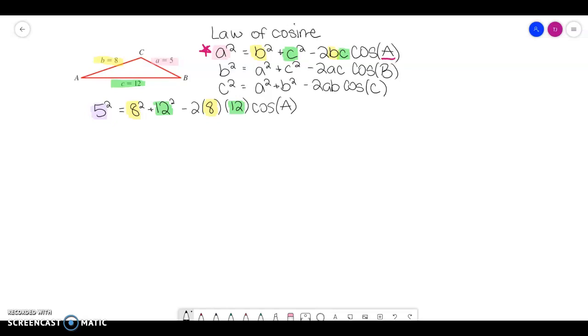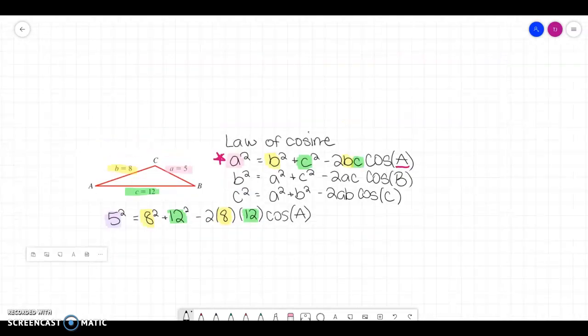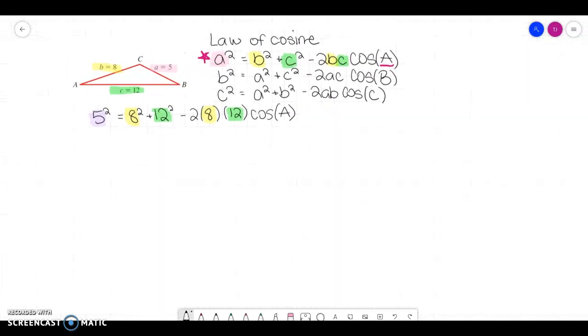Now all I need to do is solve for A. So I can start solving for these individually. I know 5 squared is 25. 8 squared is 64. Plus 12 squared is 144. Minus, and then I can take 2 times 8, which is 16. And when I multiply that by 12, I end up with 192 cosine of angle A.